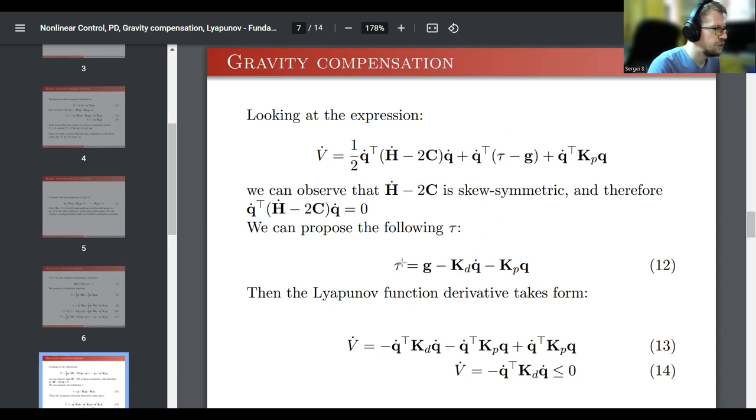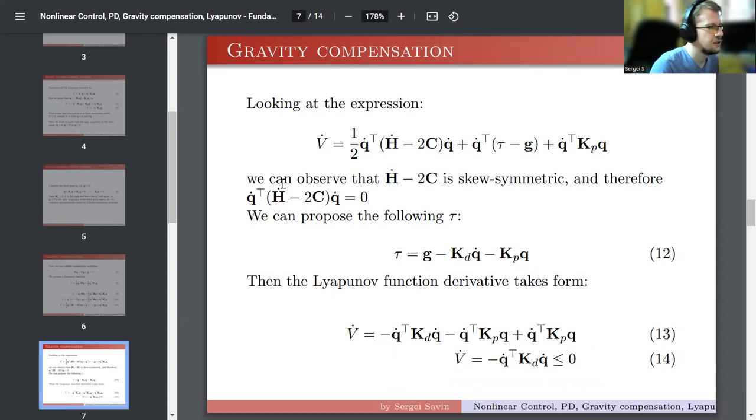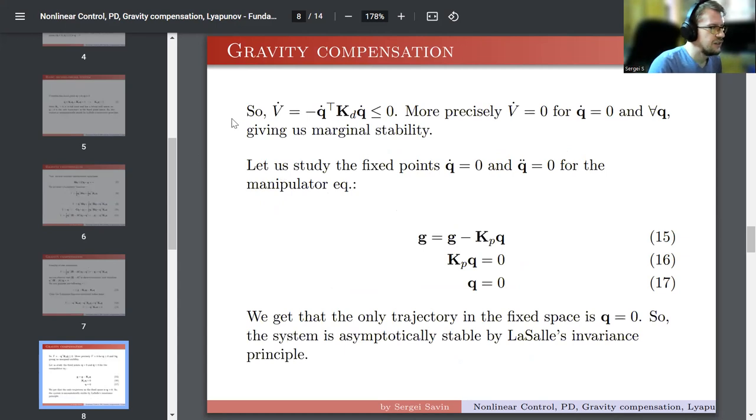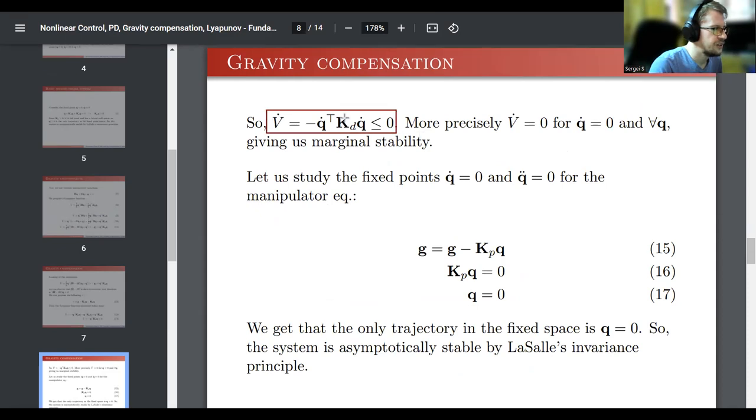So this is proportional derivative, PD control with gravity compensation. As you can see, that allows us to simplify the derivative of the Lyapunov function to this form. However, we still need to use LaSalle to prove something, and we need to prove that there are no trajectories in the fixed point space other than q equal to zero. So let's consider that, if we have this expression for the derivative of the Lyapunov function.